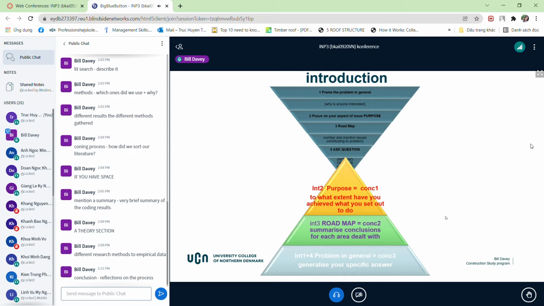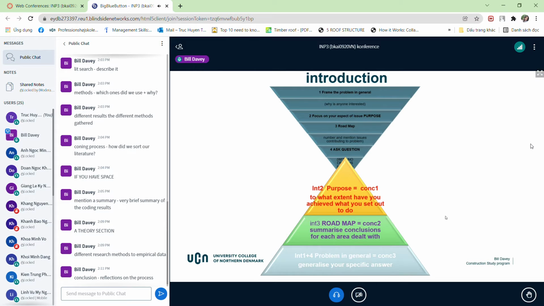So I'm afraid I had to write it in very brief notes, so I'll try and take you through it. So the thing is, my purpose. Okay, what was my purpose? My purpose was in number 2, in the blue triangle, and it says focus on your aspect of the issue, the purpose. All right. At the beginning of the conclusion, you tell me, to what extent have you achieved what you set out to do? You had a purpose. To what extent have you achieved it?